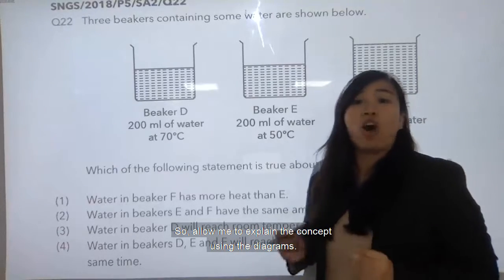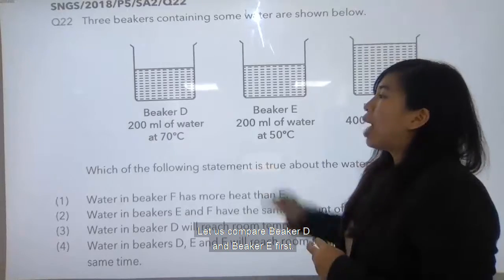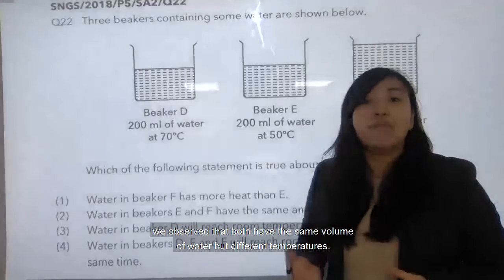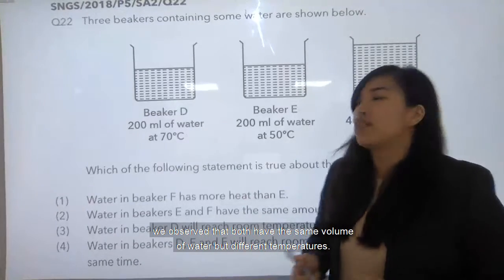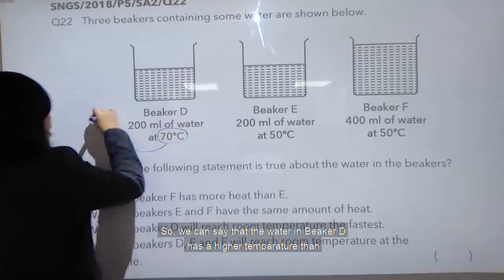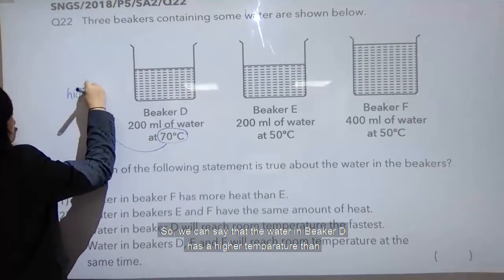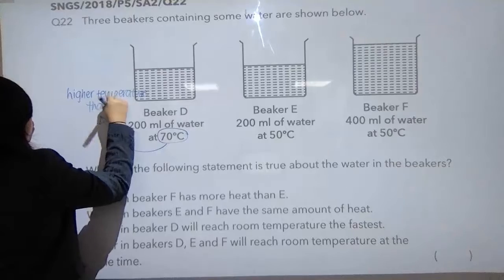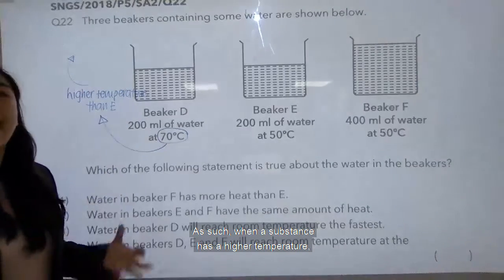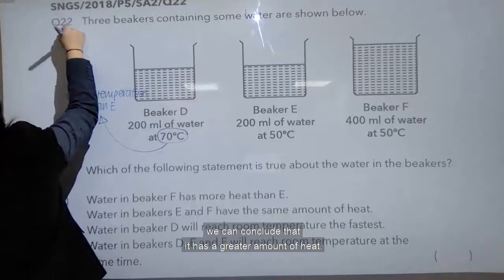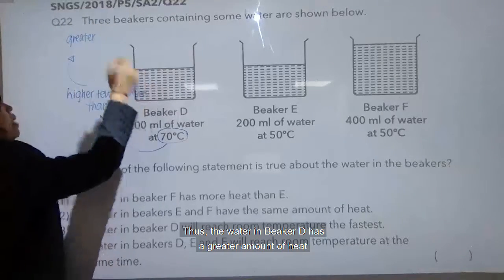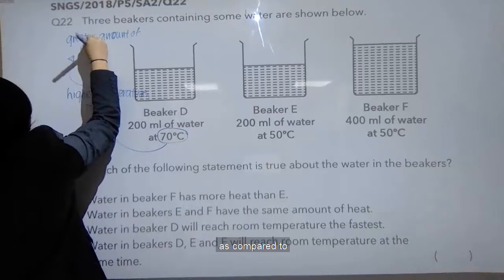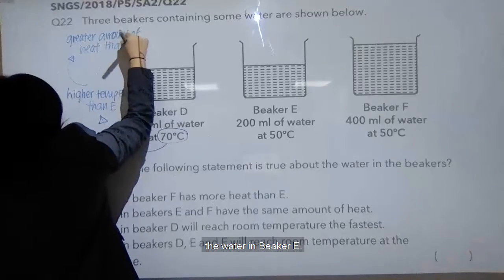So allow me to explain the concept using the diagrams. Let us compare beaker D and beaker E first. For beaker D and E, we observe that both have the same volume of water but different temperatures. So we can say that the water in beaker D has a higher temperature than the water in beaker E. As such, when a substance has a higher temperature, we can conclude that it has a greater amount of heat. Thus, the water in beaker D has a greater amount of heat as compared to the water in beaker E.